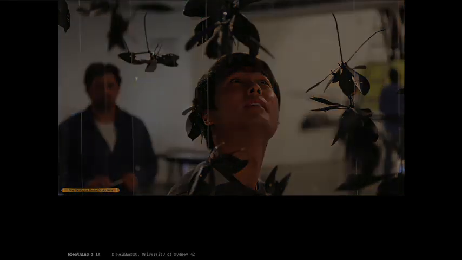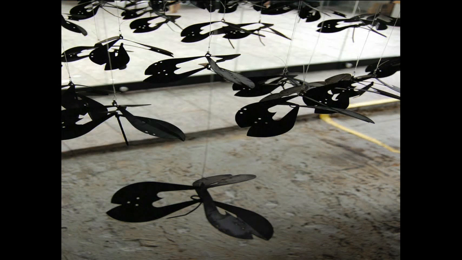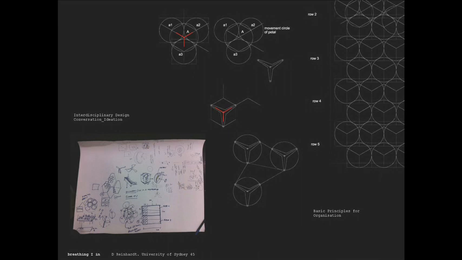Now, for Black Shroud, which we have been producing for the pop-up gallery in the Rocks as part of the organized cacophony, we've been looking at a more simplified system. So again, we've been looking at the idea of the flowers. Again, we have been looking at the idea of how that is prompted into being. But at this moment here, we're going through an idea of Marian, and well, I shouldn't really say Marian. It's something like an operator.